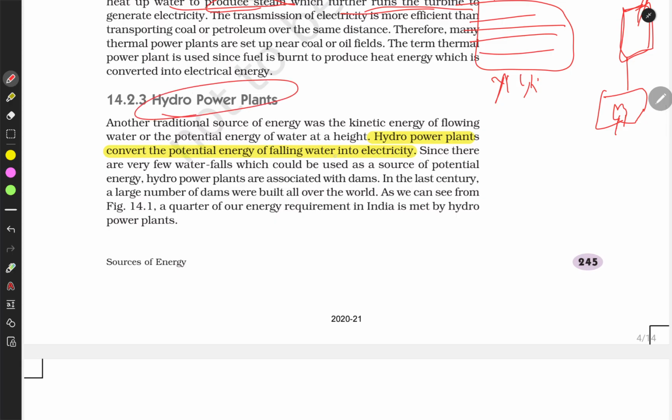Hydropower is produced from water. A hydropower plant converts the potential energy of the falling water into electric energy.